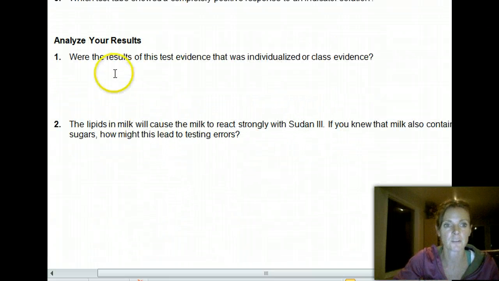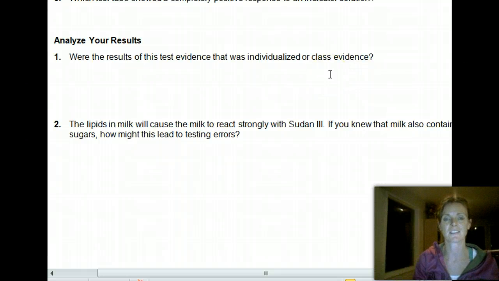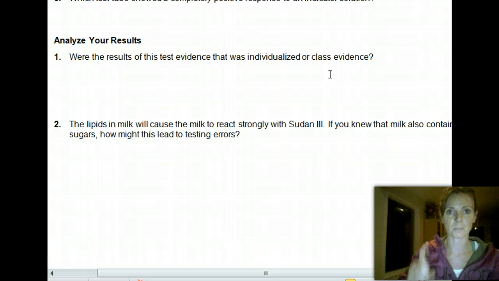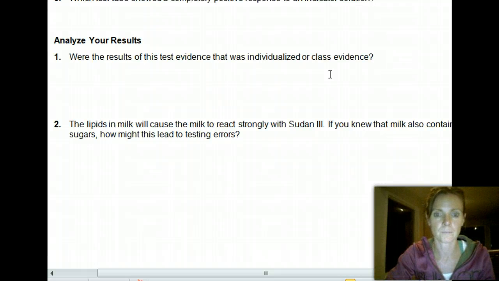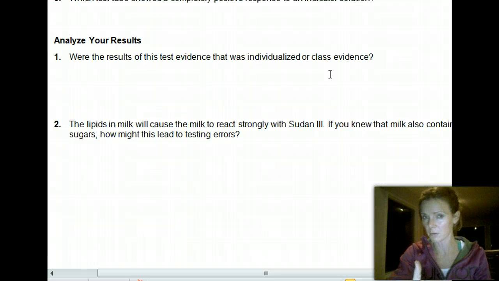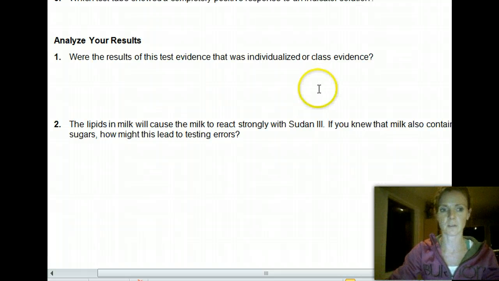And then you're going to analyze your results. What were the results of this test? Were the results of this test evidence that was individualized or class evidence? Remember, class evidence is classifying something on a broad spectrum. Individualized is pointing to one individual. I'm not going to say much more than that because I want you guys to think about that. Is this pointing to one individual, or is it pointing to something as a whole? So think about that.